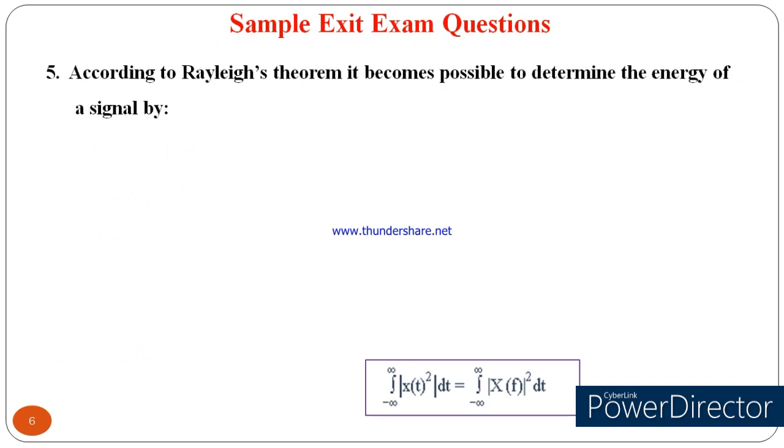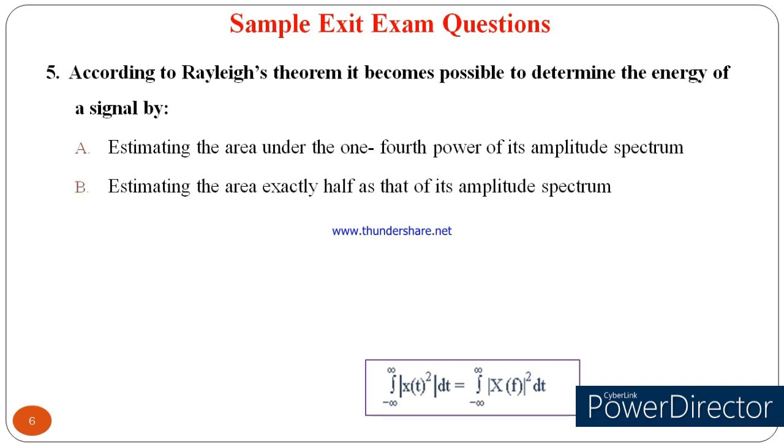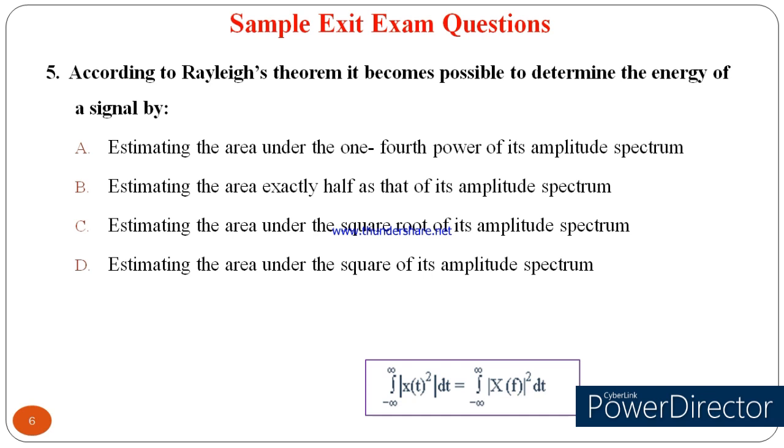The fifth question: according to Rayleigh's theorem it becomes possible to determine the energy of a signal by A, estimating the area under the 1/4 power of its amplitude spectrum; B, estimating the area exactly half as that of its amplitude spectrum; C, estimating the area under the square root of its amplitude spectrum; D, estimating the area under the square of its amplitude spectrum.